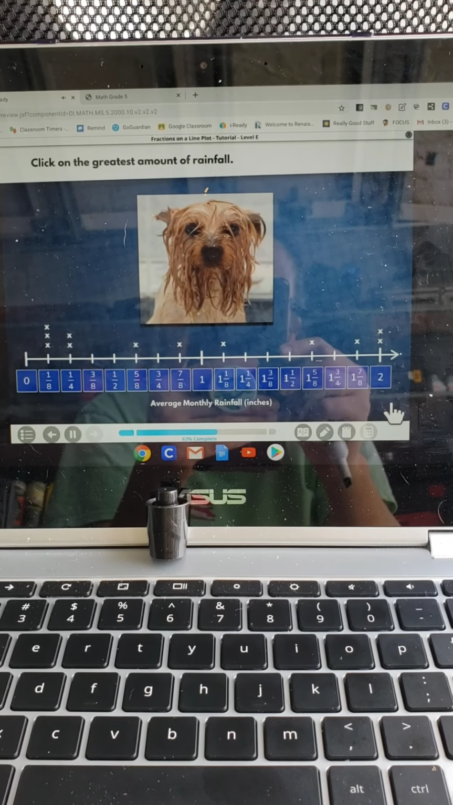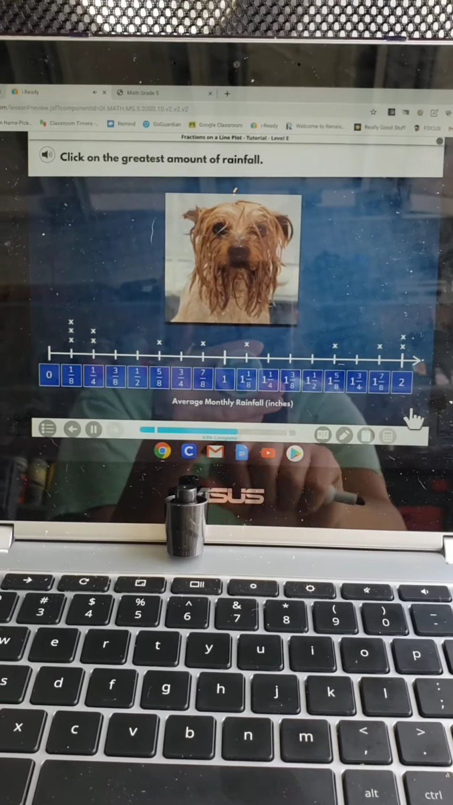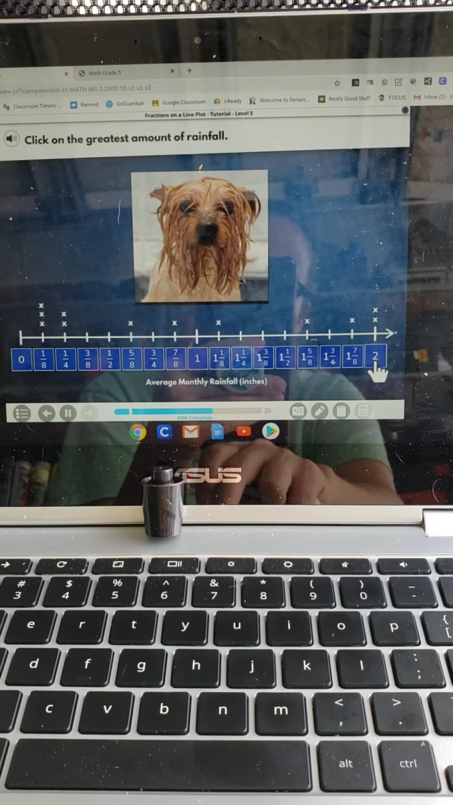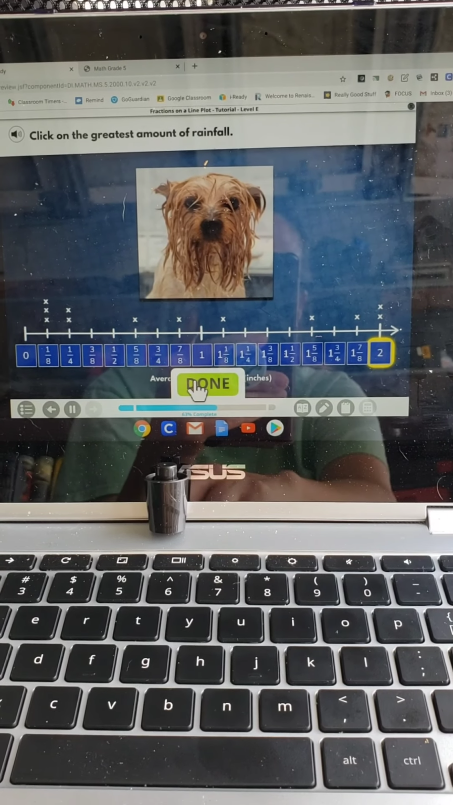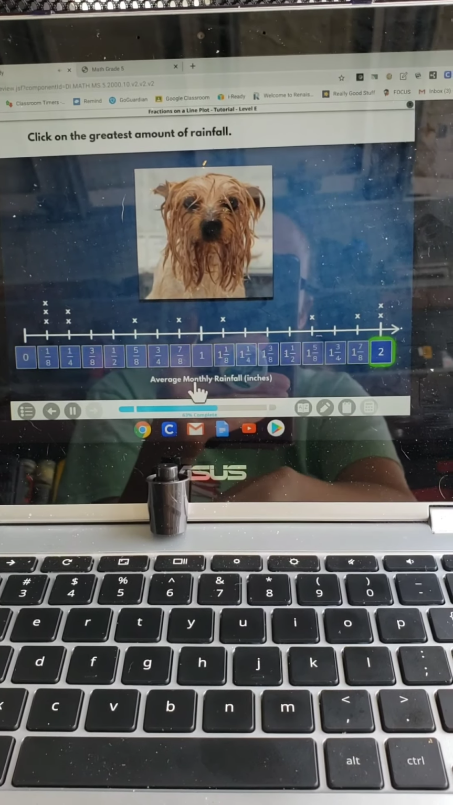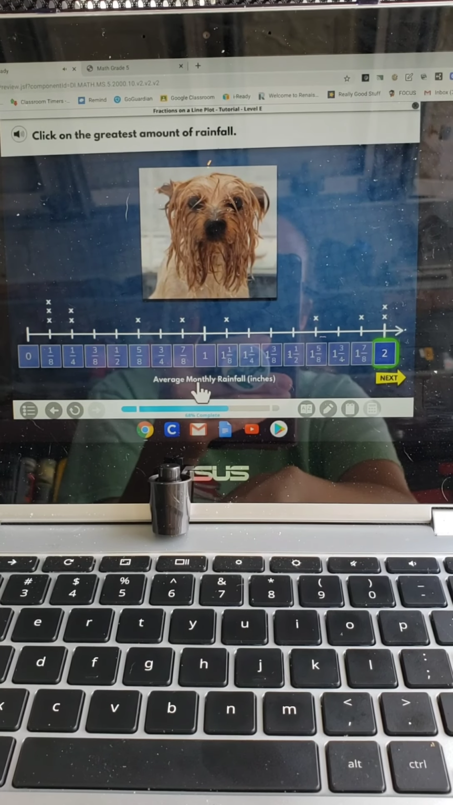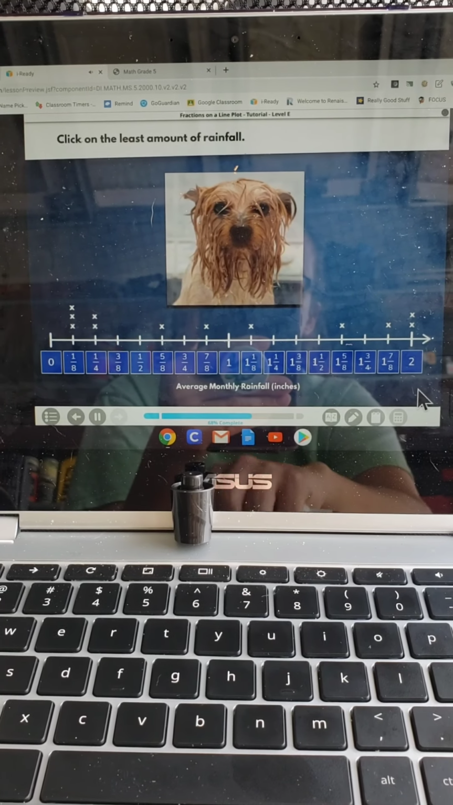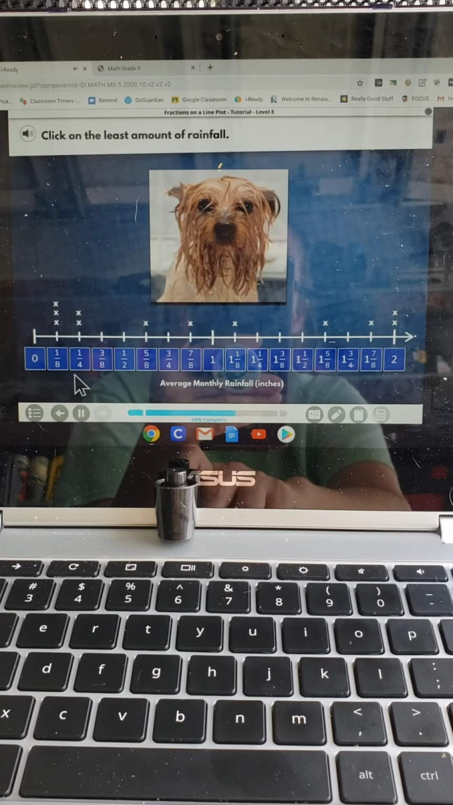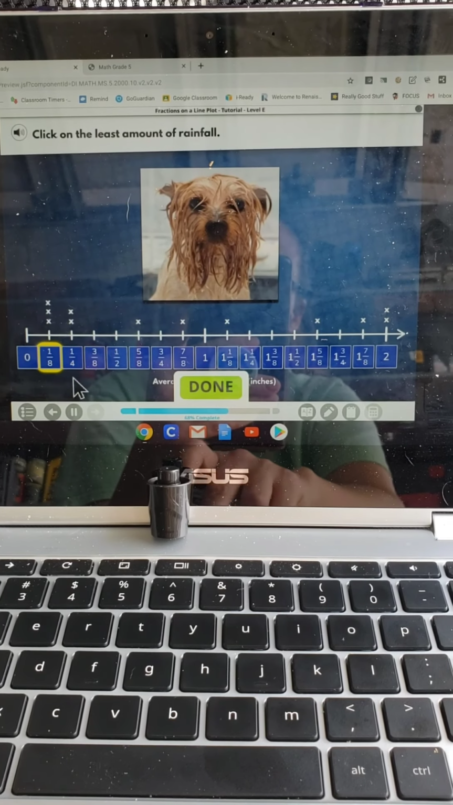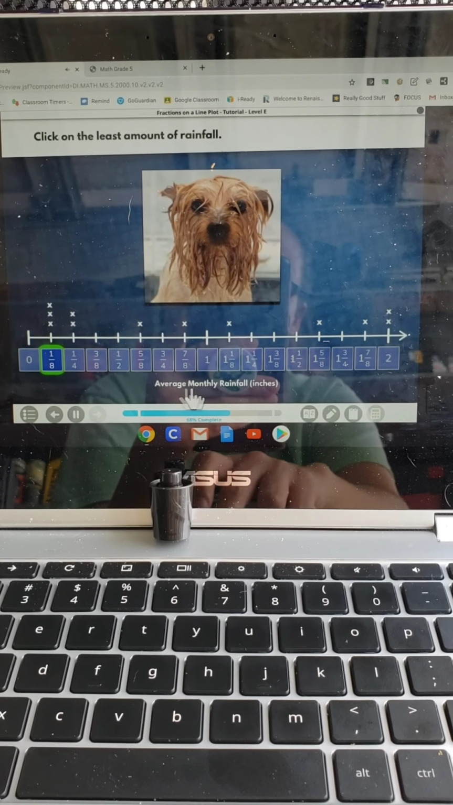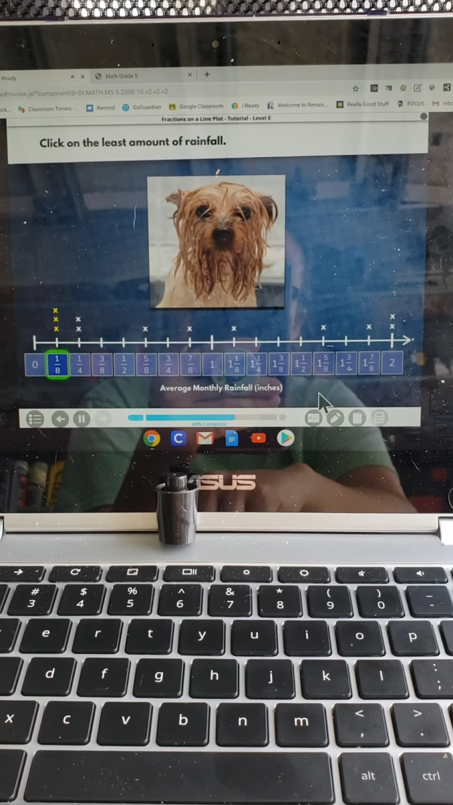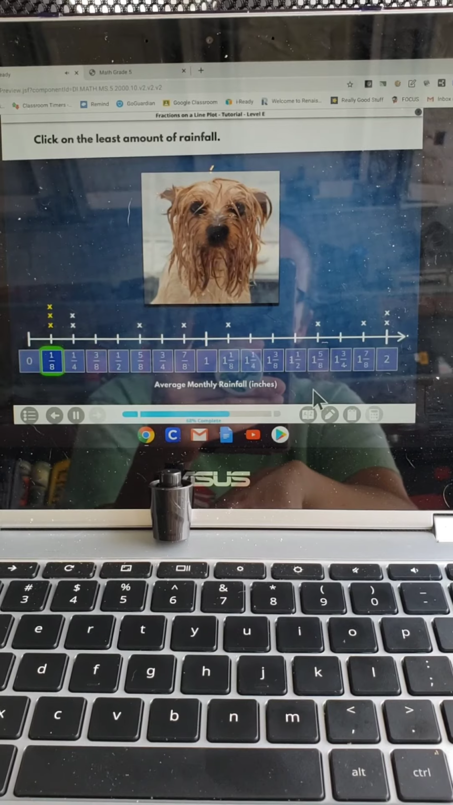Check out these average monthly rainfall amounts for my dream place to live. Click on the greatest amount of rainfall. Again, we're looking for the greatest amount with an X above it. Right-a-roo. Click on the least amount of rainfall. Least amount with an X above it would be 1/8. Awesome sauce. And that happened 3 months out of the year. Those are happy hair months.